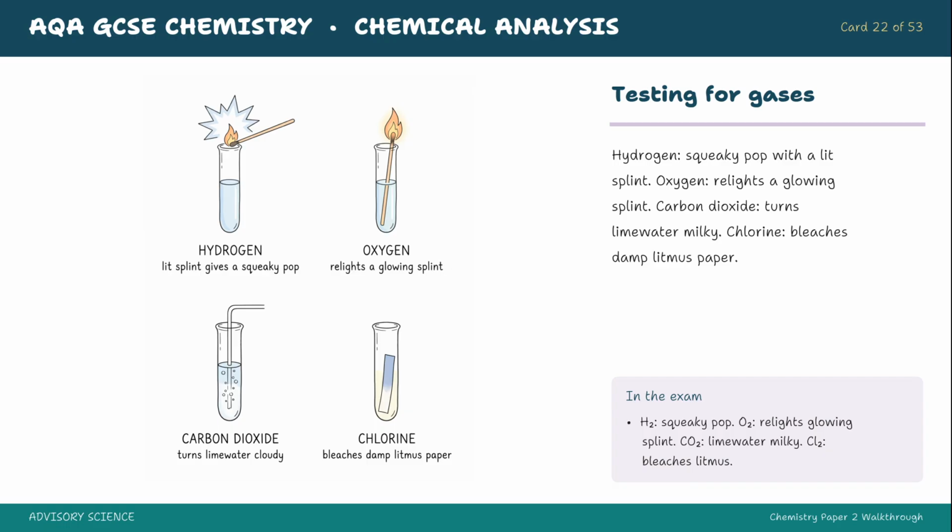To test for chlorine, you hold damp blue litmus paper in the gas. Chlorine bleaches the litmus paper white. It might turn red first because chlorine is acidic. In the exam, learn these word for word, including the result. Squeaky pop for hydrogen, relights a glowing splint for oxygen, turns lime water cloudy for carbon dioxide, and bleaches damp litmus paper for chlorine. The early atmosphere.